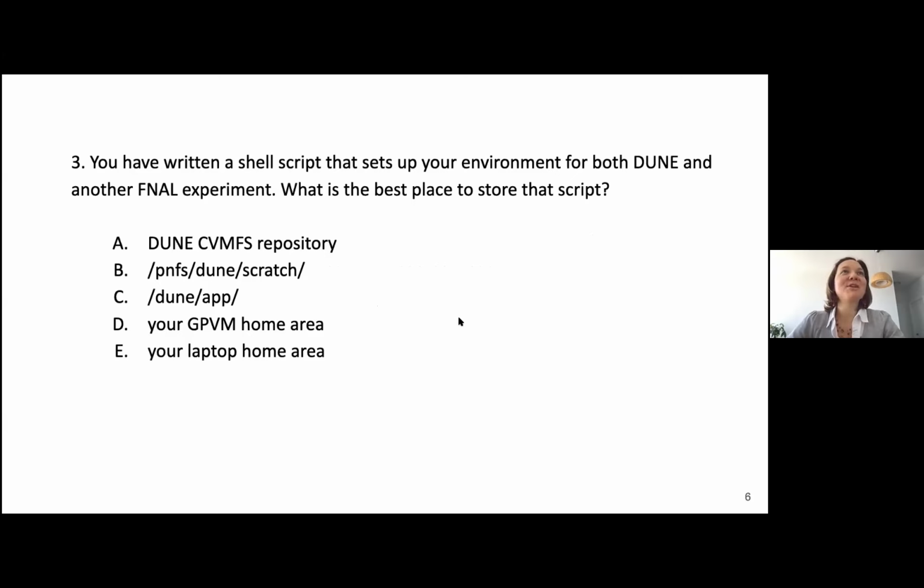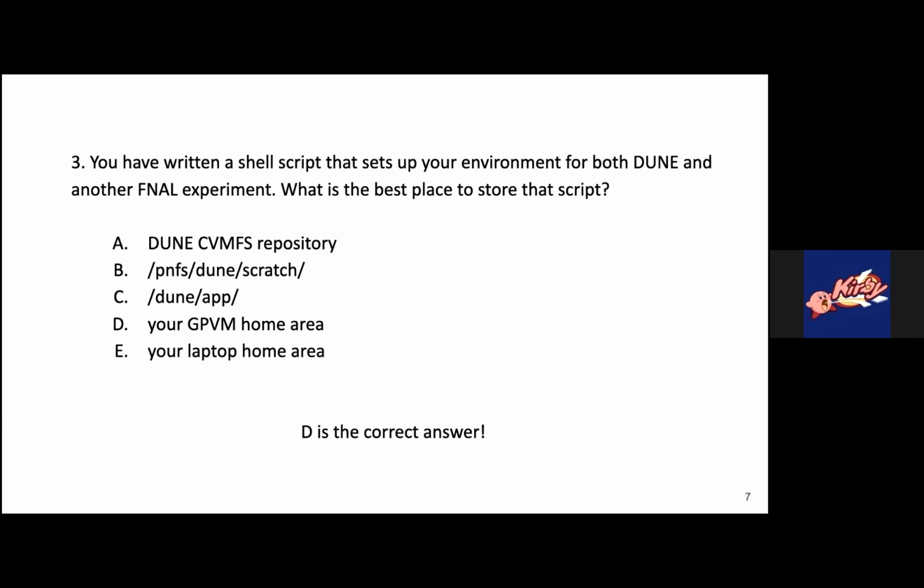Question number 3. You have written a shell script that sets up your environment for both DUNE and another FNAL experiment. What is the best place to store that script? And the answer is D, GPVM. And this has been very well answered. Still, Kirby, feel free to talk about it. Sure. So the first thing to think about is a CVMFS repository. You don't actually have write access to that necessarily. So it wouldn't even be possible because the repository is a read-only volume on the interactive node.